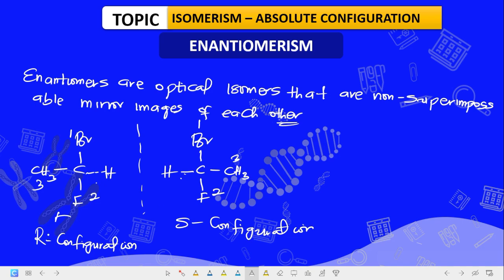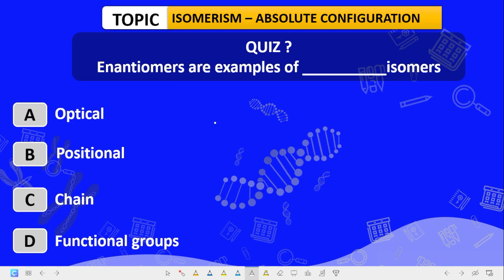So this is the R configuration, and this is the what? S configuration. And then you say they are non-superimposable mirror images of each other. Now enantiomers usually have the D and the L form, but being able to identify that should not be your problem now. Just know that enantiomers are optical isomers that are non-superimposable mirror images of each other. Is that understood? Yeah. Now let's look at these questions together.